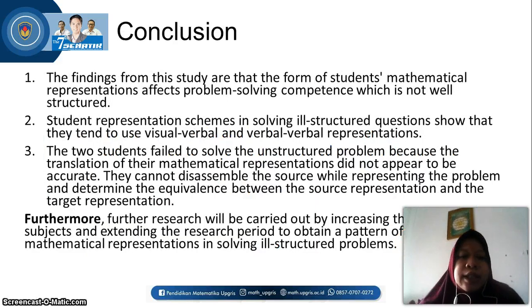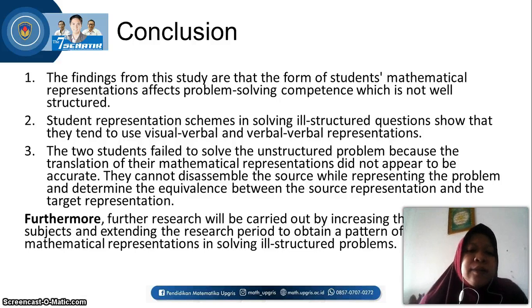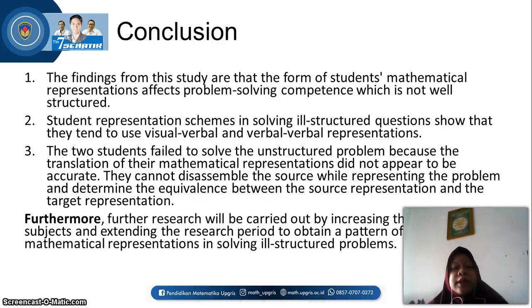In conclusion, the findings of the study are, first, the form of mathematical representation affects problem solving with a novel structure. Second, student representation schemes in solving ill-structured questions show that they tend to use visual and verbal representations. And last, the two students failed to solve the well-structured problem because the translation of their mathematical representation did not occur. They can decompose the source well, representing the problem and determining the equivalence between the source representation and the target representation. Furthermore, future research will increase the number of subjects and extend the research period to obtain a pattern of elaborating mathematical representation in solving ill-structured problems.